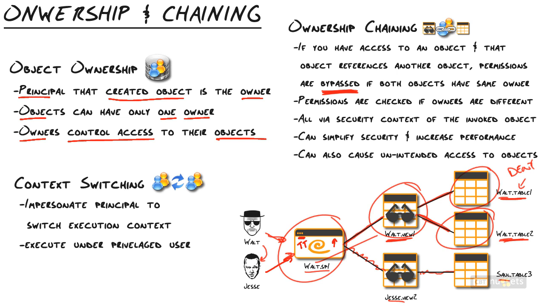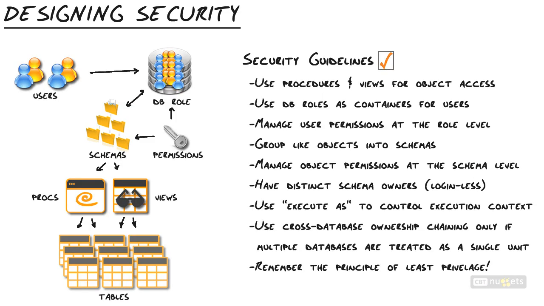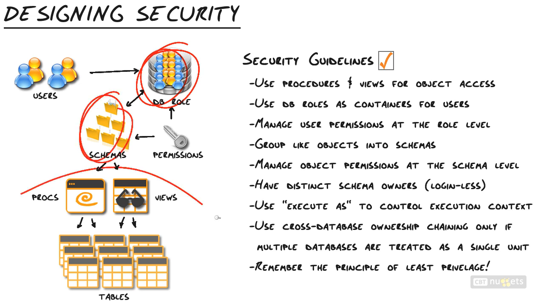All right, let's jump into one more slide and talk about security design and get some tips and guidelines for doing so. A great security design, and one that will really simplify the whole process, is to, number one, zoom in on database roles, make sure all your users are in roles, and then make sure all your objects are in schemas. That way, when it comes time to do permissions, we only have to focus on user permissions at the database role level and object permissions at the schema level. And get all this stuff out on paper first.